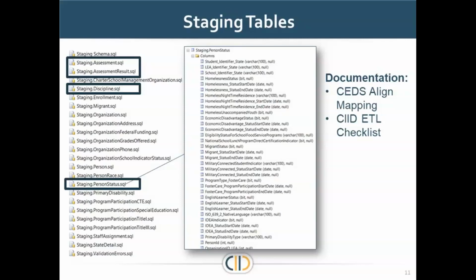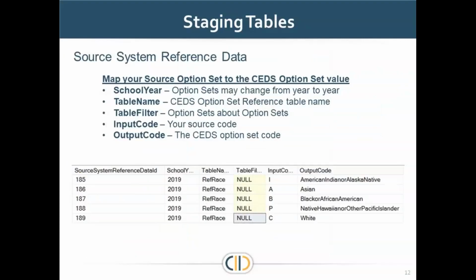Let me go ahead and go back over here and talk about the source system reference data. So another item to understand about the staging tables is the source system reference data table. There's a table that we also have. It's located inside of Generate, contains those 5 columns that you can see there, and it's the source for translating your option sets into the CEDS option sets for a particular element. So when you load the staging table with something like race, you don't need to change your option sets. You just load them the way you have them in your source system.